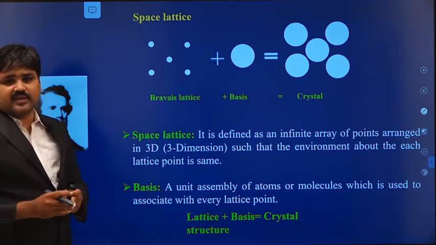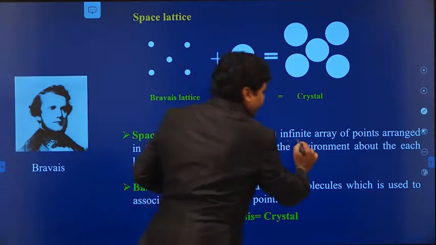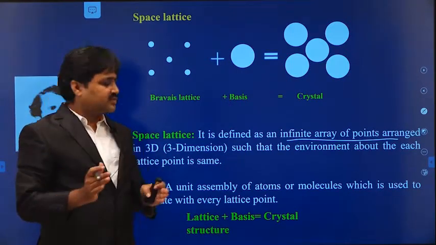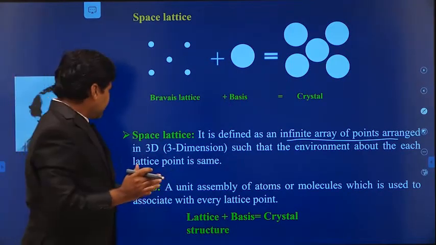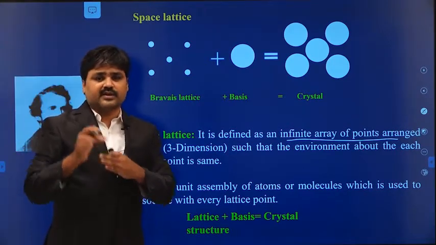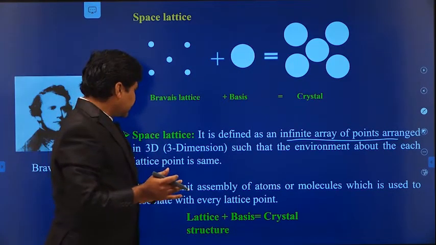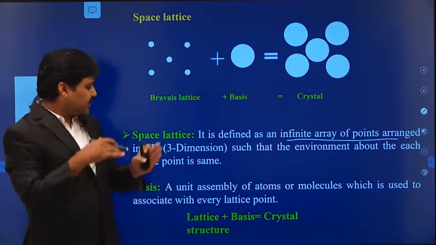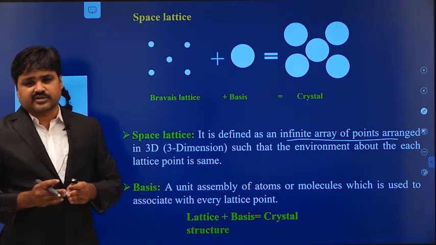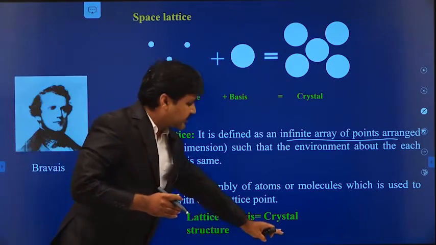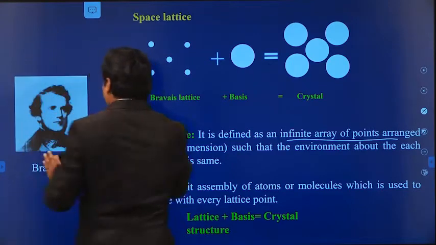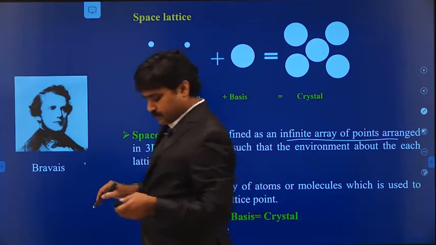In three dimensions, we can define it as an infinite array of points arranged in space such that the environment about each lattice point is the same. This is the space lattice. The basis means any assembly of atoms or molecules associated with a lattice point. If we attach these basis atoms to the lattice, we get the crystal structure. So lattice plus basis equals crystal structure. This is the concept of the Bravais lattice, and Bravais is the person who invented this concept.